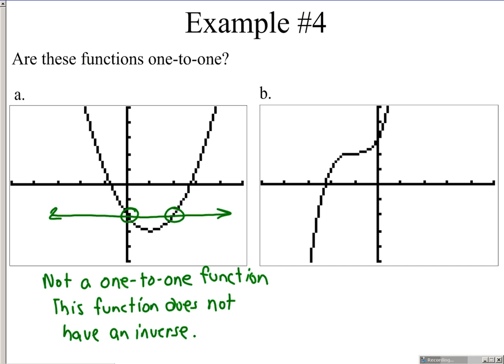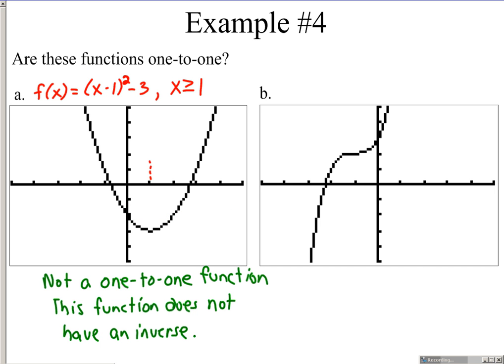Now, what you need to be careful of sometimes is they will give you a function like this, and let's say they give you the equation f of x equals (x minus 1) squared minus 3. And then they tell you, well, we're going to restrict it to only looking at domain values greater than or equal to 1. So now if I come down here to our graph, and I'm only looking at domain values, or x values, greater than or equal to 1, so off to the right of that line, is that portion of the function one-to-one? The answer is yes.